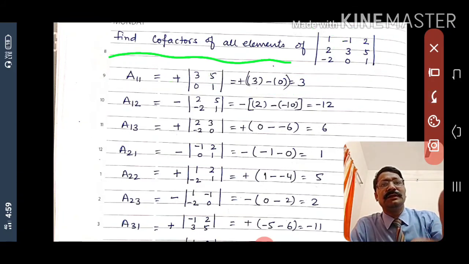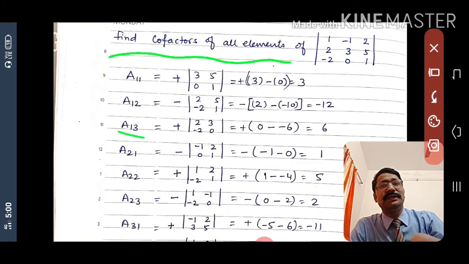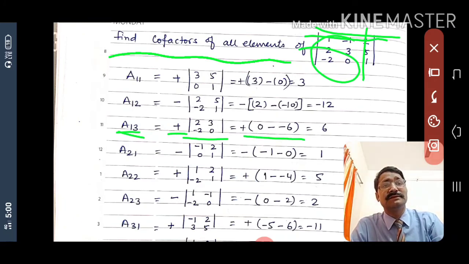Same as it is, we find A12. A12 means 1 and 2, sum is 3, 3 is an odd number, so you have negative sign. And 12 means first row and second column will not take, that is remaining elements are 2, 5, minus 2 and 1, that you will write here. This you cross product, you get here minus, bracket 2 minus 10, bracket close, that will be equal to minus 12. Same as it is, we will find here A13. 13 means 1 and 3, sum is even, so you have your plus sign. And 13 means first row and third column will not take. Remaining elements you will have here, that you write, and this cross product you will get 0 minus 6, that is minus 6 we will get.